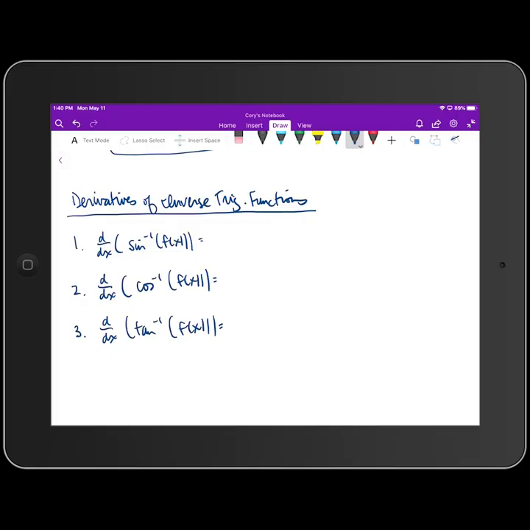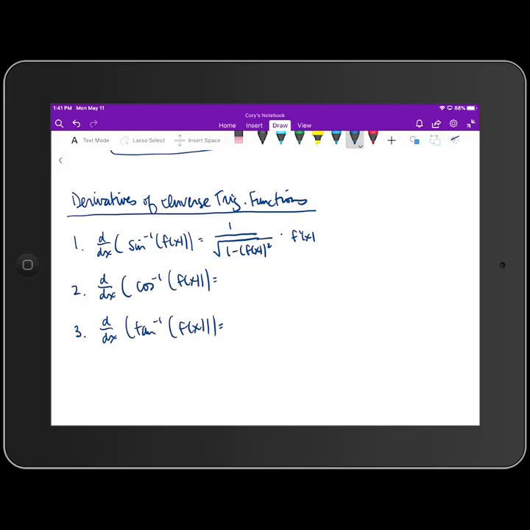So the derivative of the inverse sine of f of x is going to be 1 over the square root of 1 minus the argument of the function, f of x, quantity squared. And then using the chain rule, because you have a composite function there, you're going to multiply that by the derivative of the inner function, which is f prime of x.